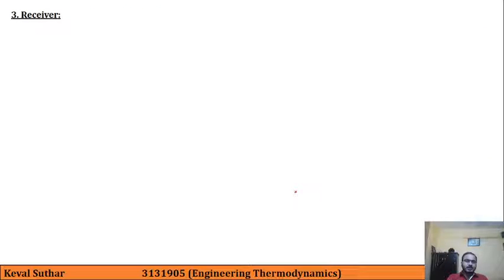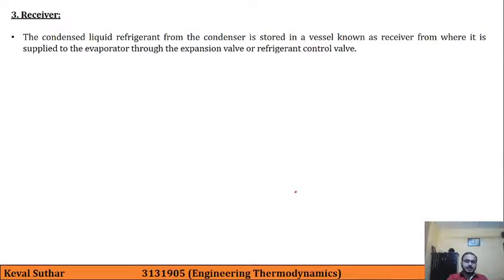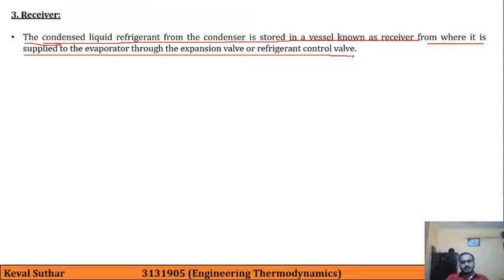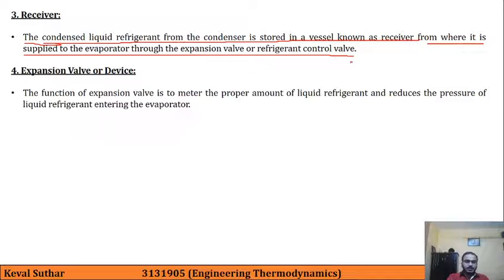Our next component is receiver, which is exactly after condenser. So the condensed liquid after coming out of condenser is stored in a vessel which is known as receiver, from where it is supplied to the evaporator through the expansion valve or refrigerant control valve. So this is just in between storage component. Next is expansion valve or device.